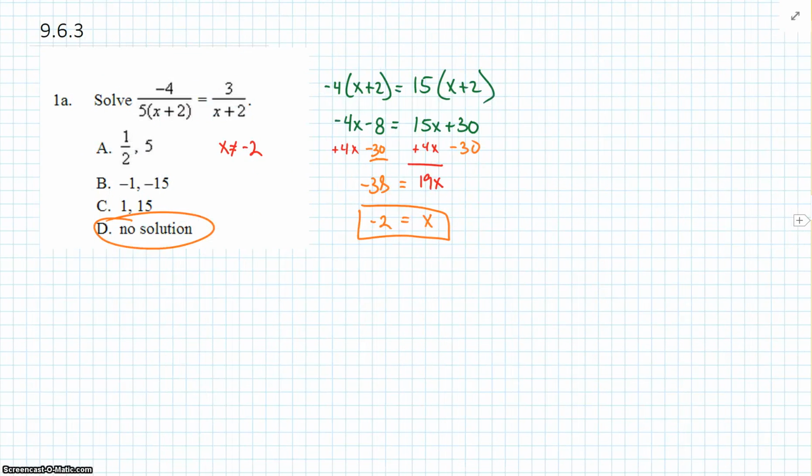Next example. Oh, it's already done for you. All right, solve. So we're going to cross multiply. So we get negative 4 times x plus 2 equals 15 times x plus 2. Well, what do you notice we could have done with the x plus 2's right there? You could have just canceled them. But let's say we didn't see that. We go ahead and distribute and all that good stuff. So we solve and we get x equals negative 2. What do you know the restriction is? X cannot equal negative 2. So 1a is no solution.